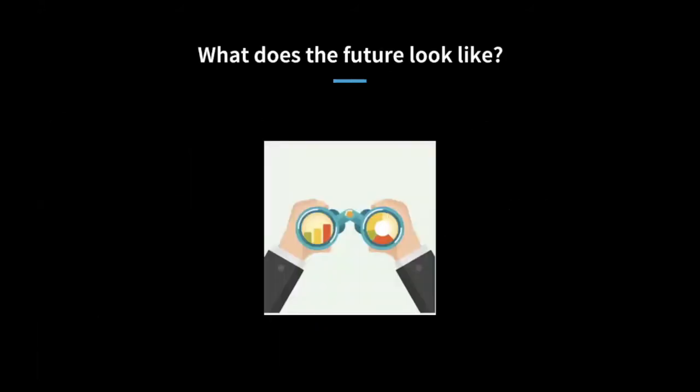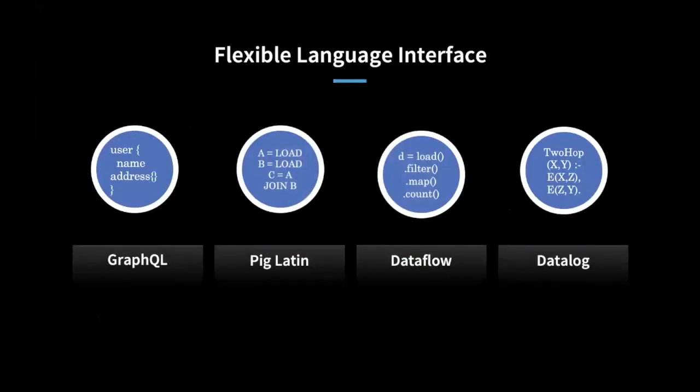So what kind of capability does such infrastructure enable? Logic virtualization with Coral enables flexible language interfaces. For example, users can choose from a wide variety of languages to express their logic, such as GraphQL, Pig Latin, dataflow style APIs, or Datalog, express their views in those languages, and then still have them executable natively on these engines.